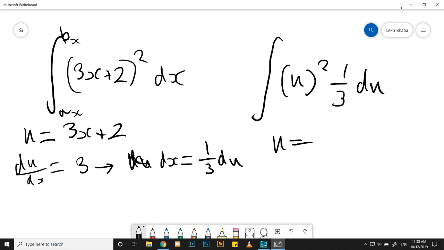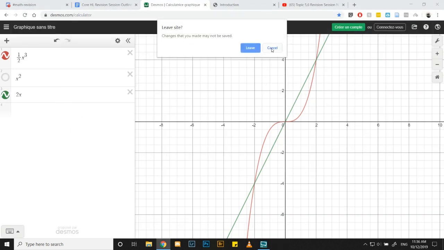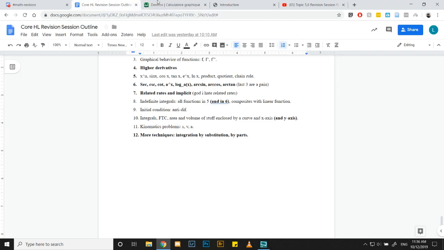So u is equal to 3 times a plus 2. Whatever u is, that gives me some new value, and that's my new lower bound for u. And the same thing for b. You just plug it into whatever your substitution is, and then you should be able to change the function entirely if you're doing a definite integral. And that's integration by substitution, by u substitution.